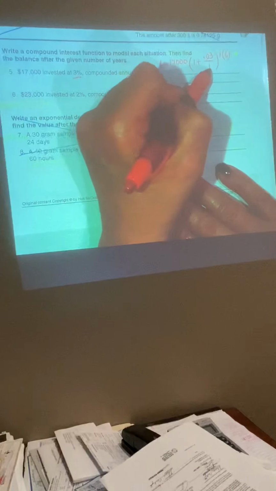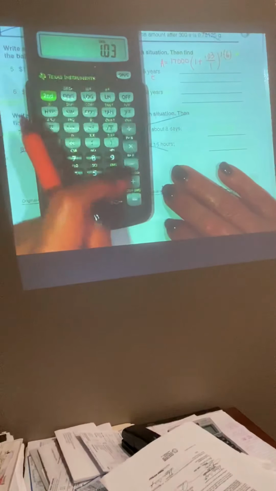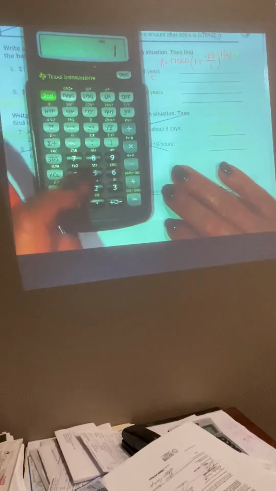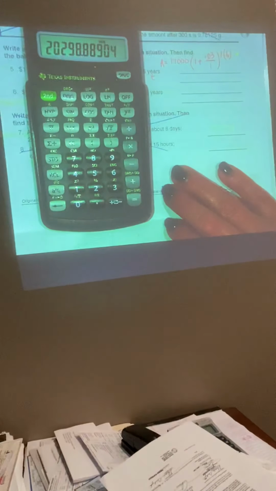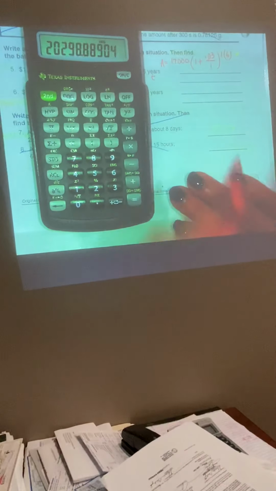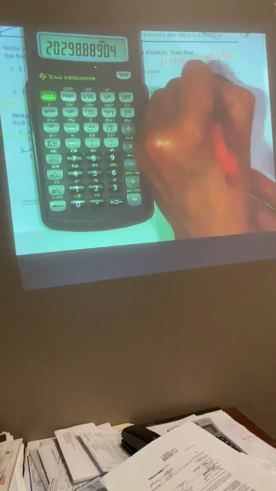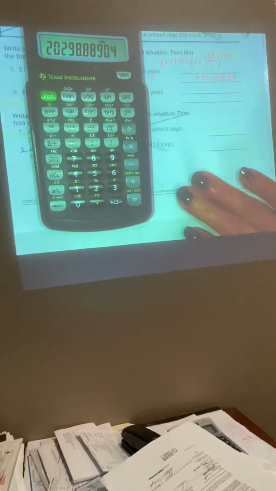Okay, we do the math. 0.03 divided by 1 equals, plus 1 equals. Okay? Y to the x, 6 equals, times 17,000 equals. Final answer? Okay, talking money. $20,298.89. That's your answer.